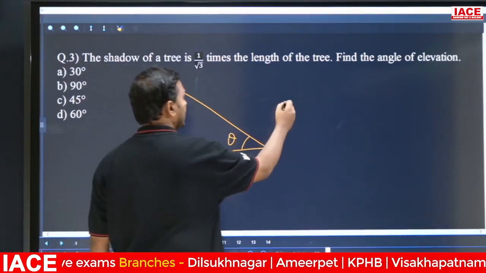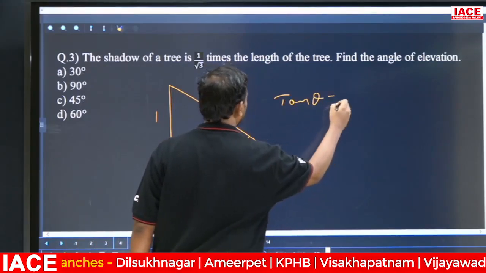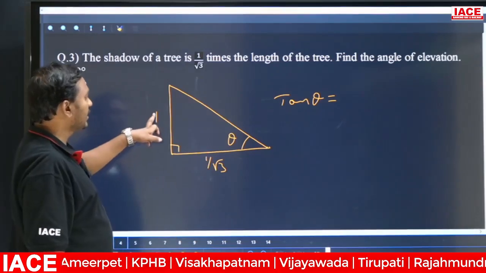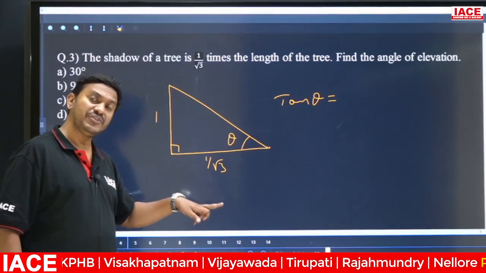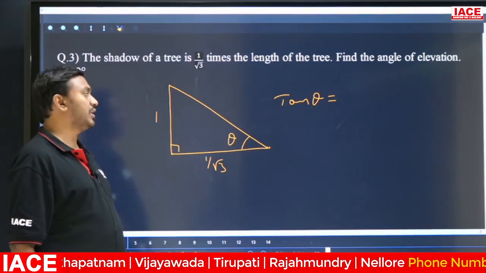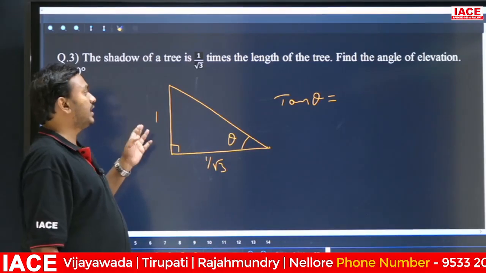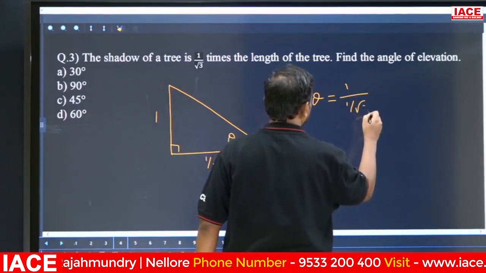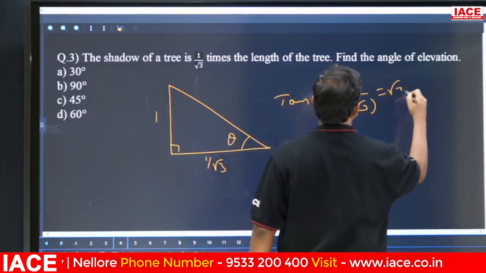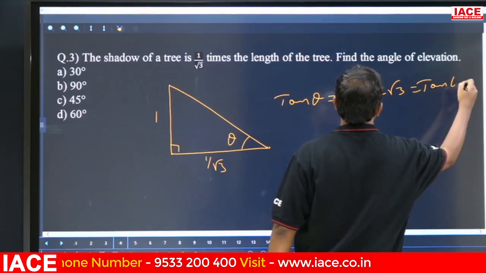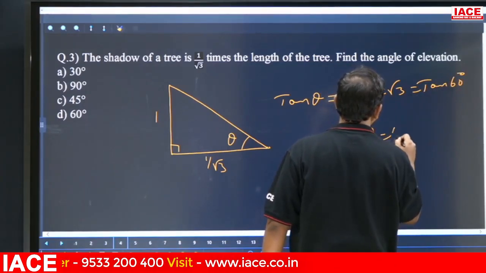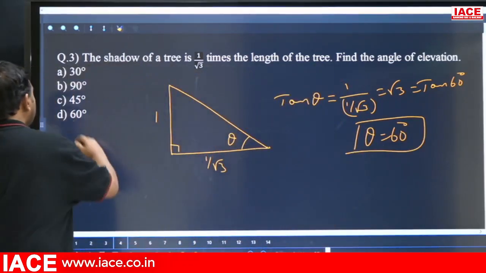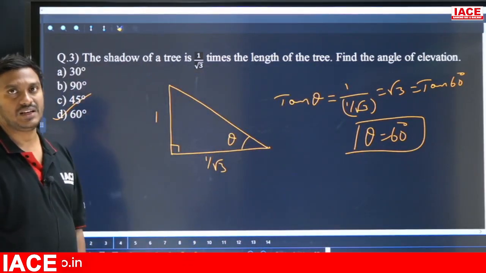Tan theta equals opposite by adjacent. If the tree is 1, the shadow is 1 by root 3 times its length, that means 1 by root 3. So tan theta is opposite by adjacent, that is 1 divided by 1 by root 3, which is root 3. Where is tan root 3? Tan 60 degrees. So theta is 60 degrees. Option D is the right answer.